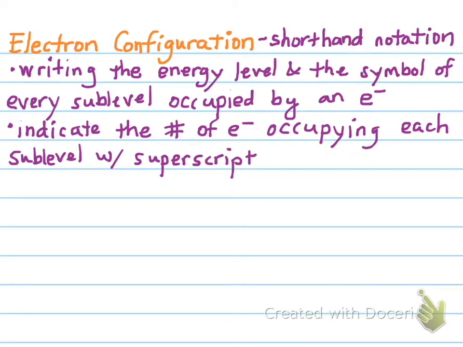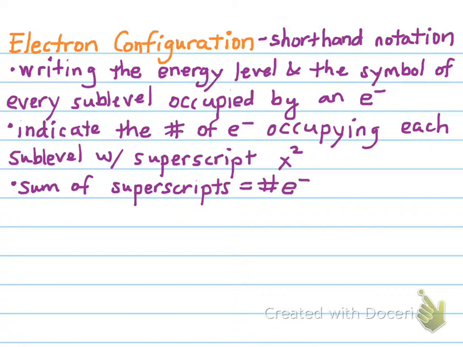And superscripts are those numbers that are up high, so like X to the second, that second is a superscript. The sum of the superscripts equals the number of electrons in the atom. So your superscripts represent electrons in this notation.